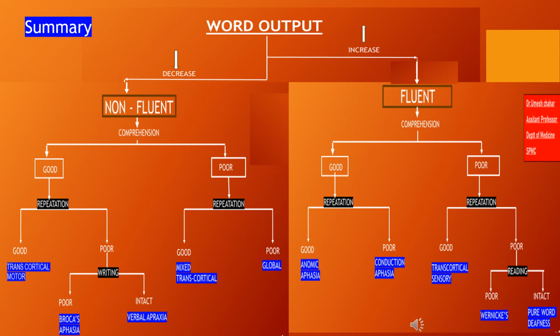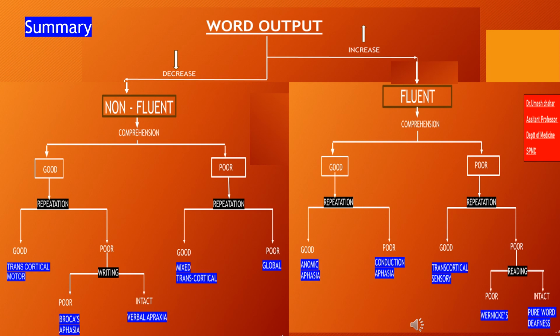Now we will summarize all the previous discussions. So, whenever we find a patient of aphasia, we have to examine the language function under the first heading of word output. If the word output is decreased, then we classify it as non-fluent. If the word output is increased, then we classify it as fluent.